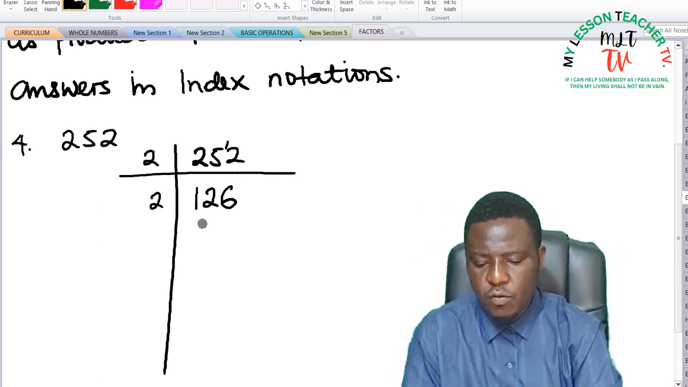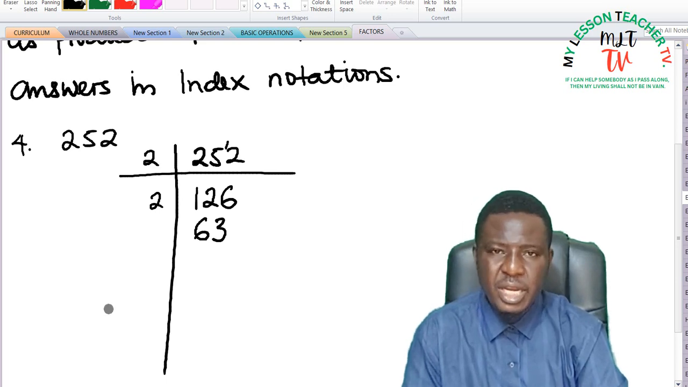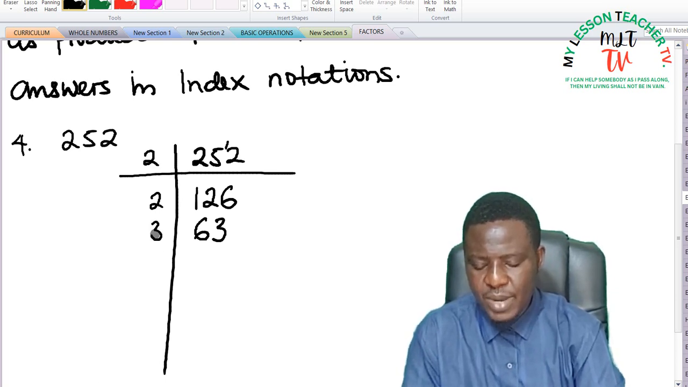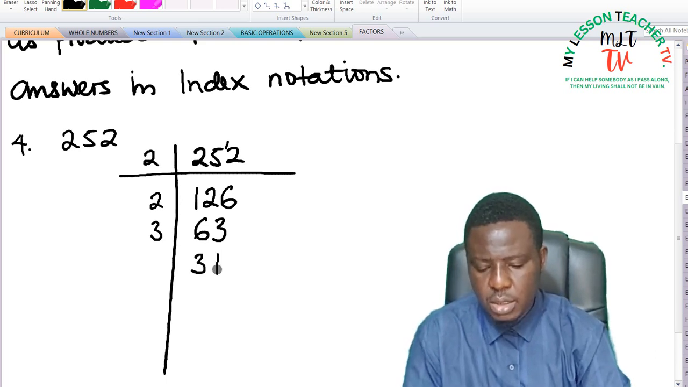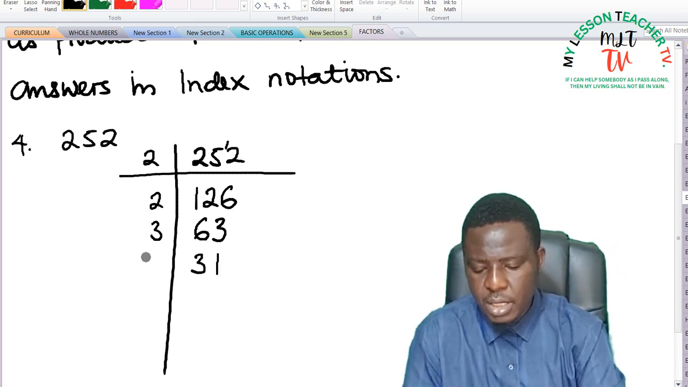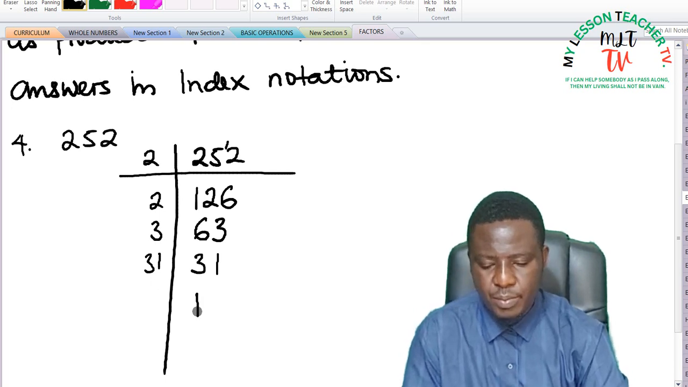2 into 12 is 6. 2 into 6 is 3. 63 is not a prime number, so I'm going to divide by 3 because it is not divisible by 2 again. So dividing this by 3, you have 21. But 21 is not prime... 31 is a prime number, so this is divided by 31 and it gives you 1.